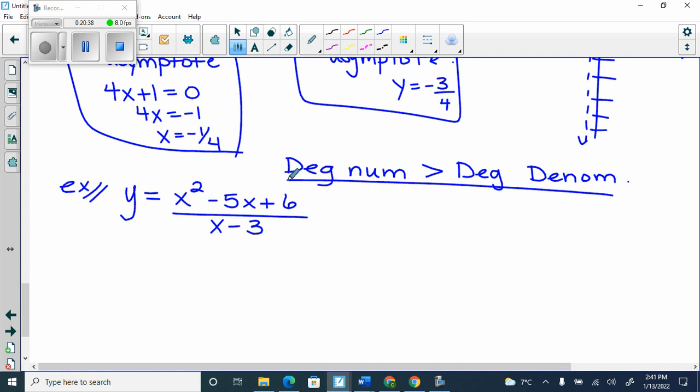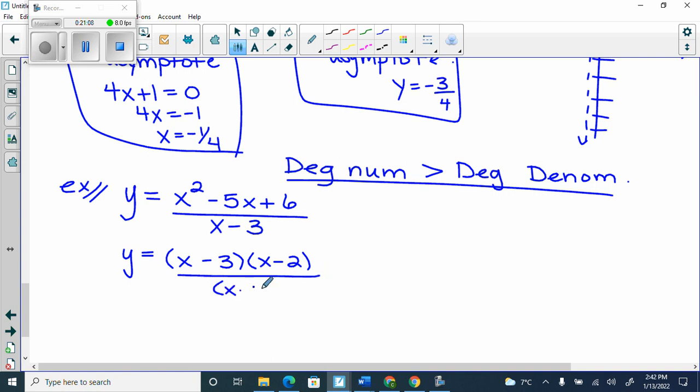What can I do to that numerator? I can factor it. So what multiplies to give me 6 and adds to give me negative 5? Positive 1, no. Negative 1, no. Negative 3 and negative 2, yes. x minus 3, x minus 2. You just fell for it if it was a minus 6, that's all. And then an x minus 3.